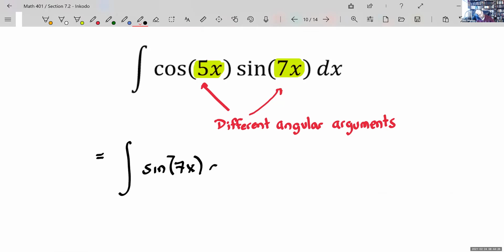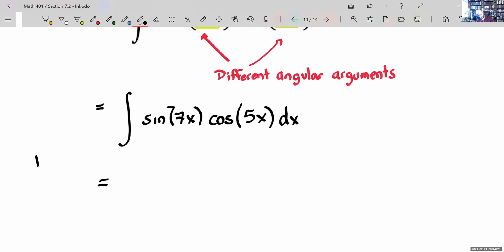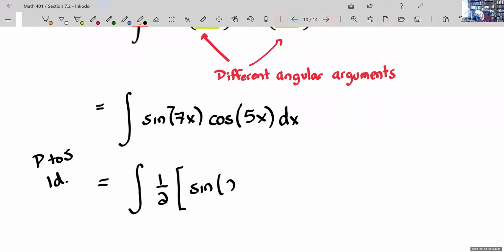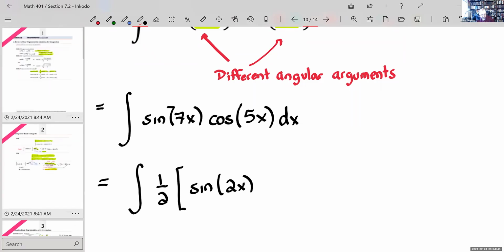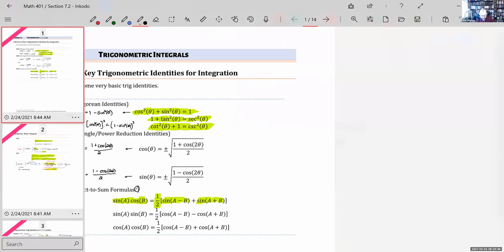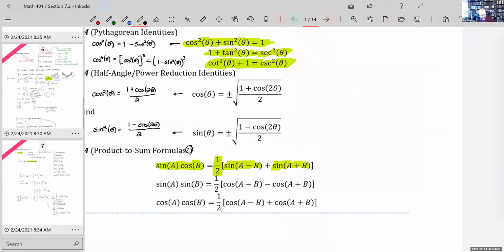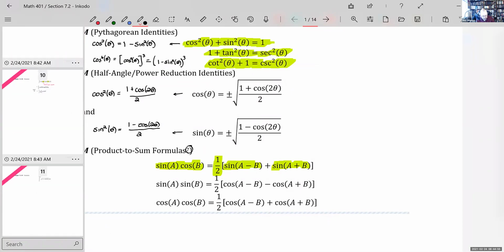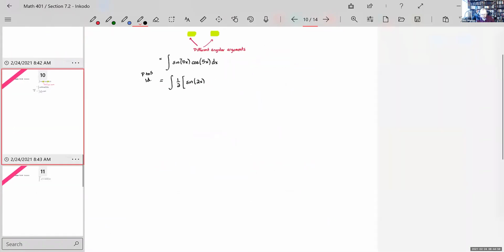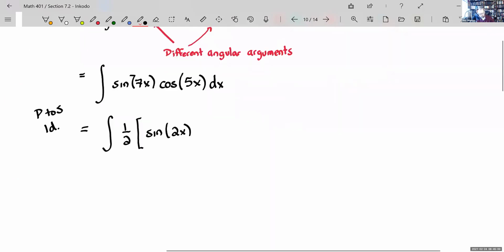And then I'm going to trade it out using our product to sum identity. It's going to be the integral of 1/2 the sine of the difference of the angles, plus sine of the sum of the angles. I can't remember which, because I don't actually expect anybody to memorize these. If it was an exam or a quiz, I'd give you the formulas if you needed them, by the way, because, again, I don't even memorize them.